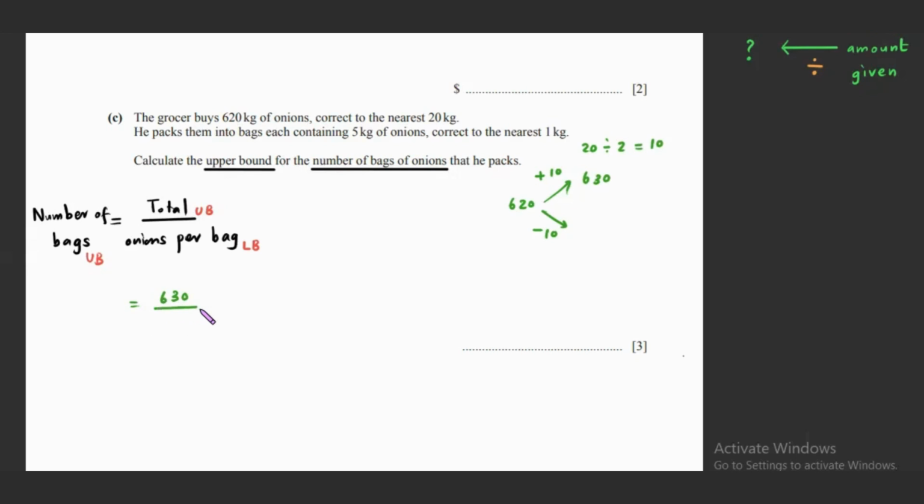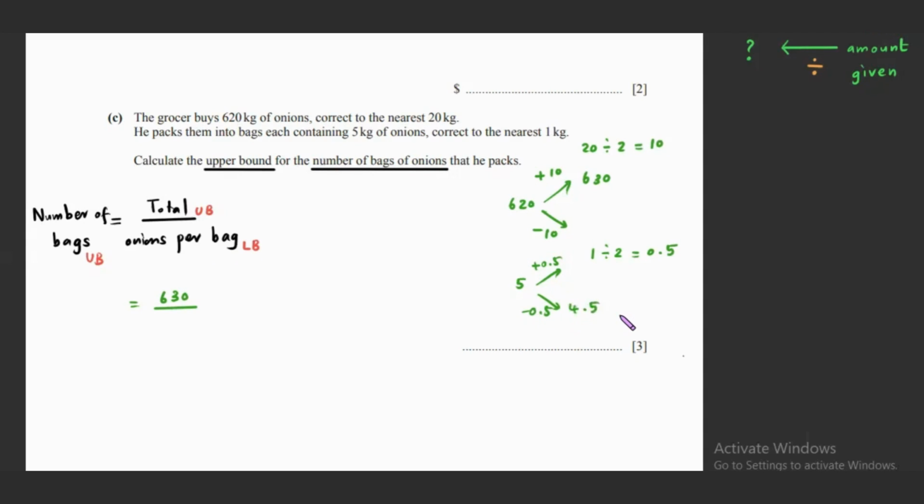Now, the next thing that we got to do is we need to find the onions per bag. So we need to find the lower bound for it. In this case, 5 kilograms of onions is in each bag. That means the 5 kilograms is being rounded to the nearest 1 kilogram. So that 1 has to be divided by 2, so that becomes 0.5. To calculate the upper bound or the lower bound, you need to add 0.5 or deduct 0.5. In this case, we need the lower bound for the amount of onions per bag.